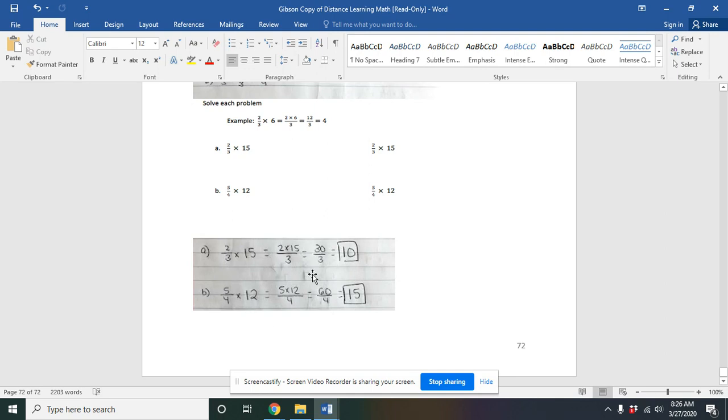I'm doing the same exact work down here for A and B. Realize these two are the same, so that's why they're down here. 2 times 15 over 3 equals 30 thirds equals 10. Make sure you're getting to this final answer. Don't leave it as a fraction. B, 5 fifths times 12 equals 5 times 12 over 4 equals 60 fourths, which equals 15.